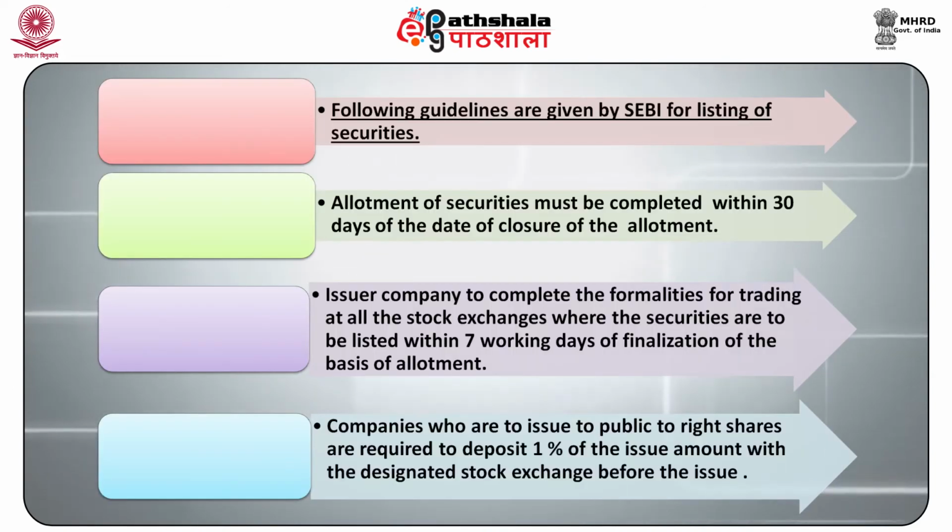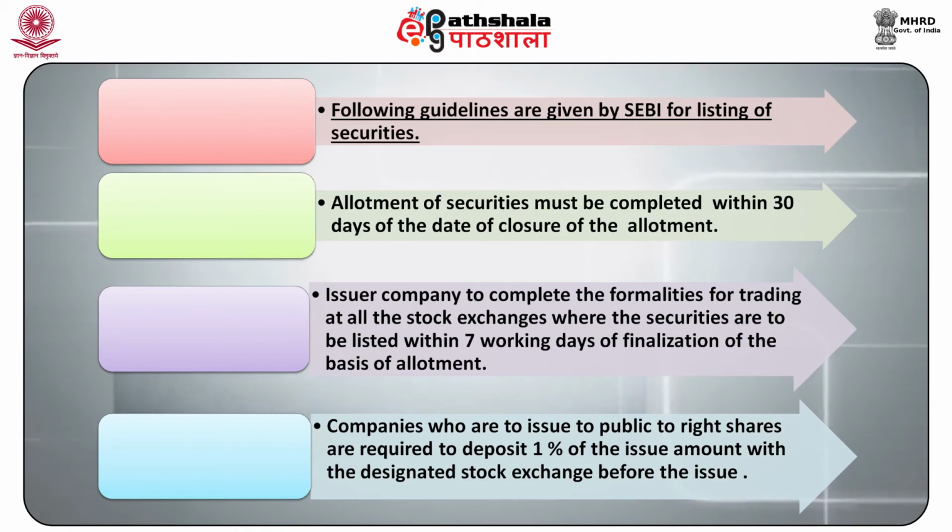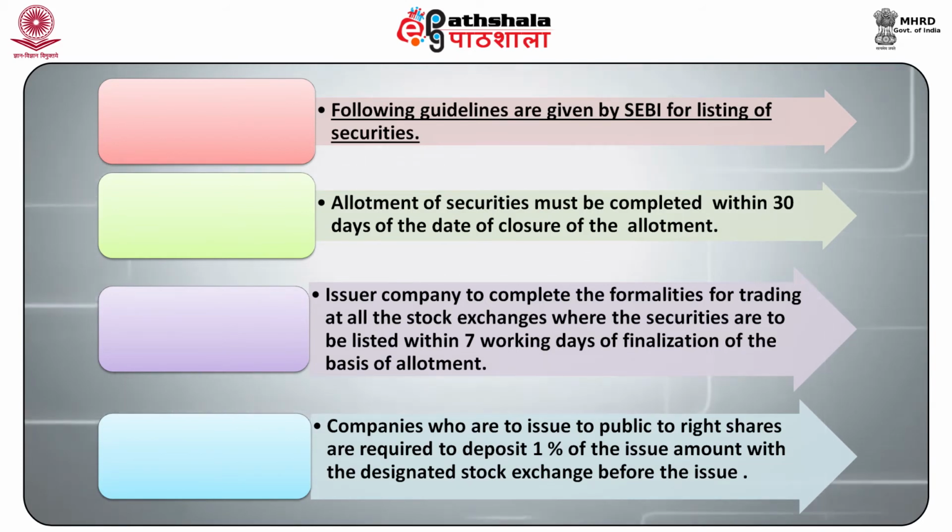Now, let us learn about the SEBI guidelines. Following guidelines are given by SEBI for listing of securities. Allotment of securities must be completed within 30 days of the date of closure of the allotment. The issuer company must complete the formalities for trading at all the stock exchanges where the securities are to be listed within 7 working days of finalization of the basis of allotment. Companies issuing rights shares to the public are required to deposit 1% of the issue amount with the designated stock exchange before the issue.